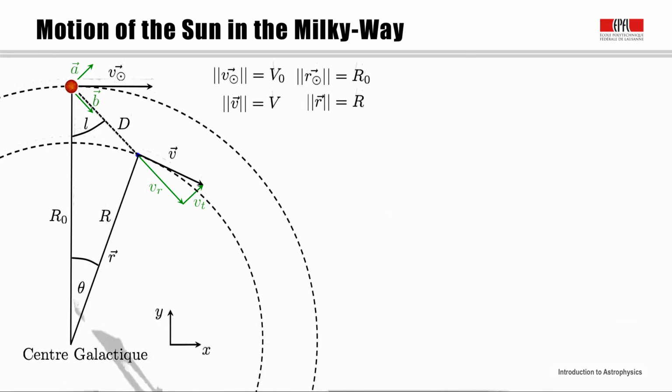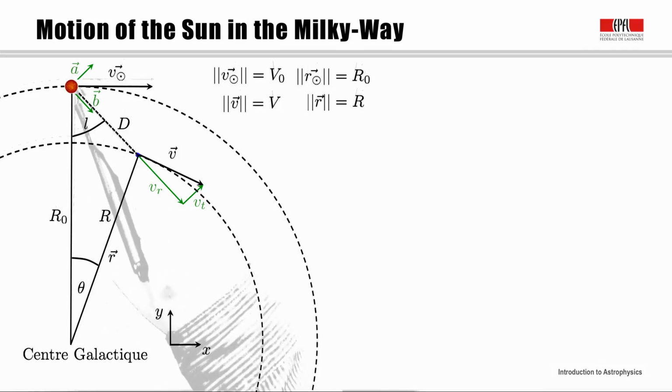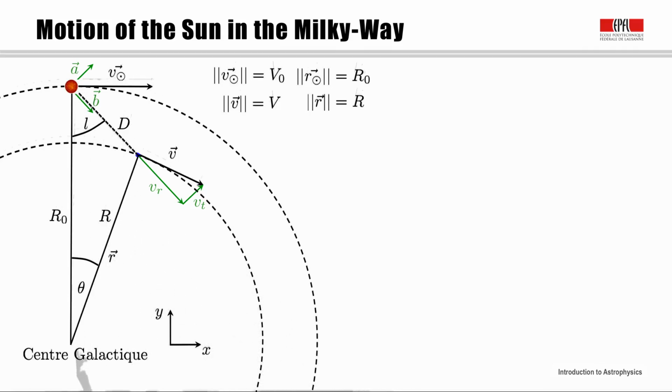The Sun is at the distance r0 from the galactic center, and the galactic longitude, l, is the angle between the line Sun-galactic center and the line joining the Sun and the observed stars. The stars, as well as the Sun, have a given velocity, and what we will study now is the relative motion of the stars with respect to the Sun. This is the observable that enables us to study the Sun's motion in the Milky Way.